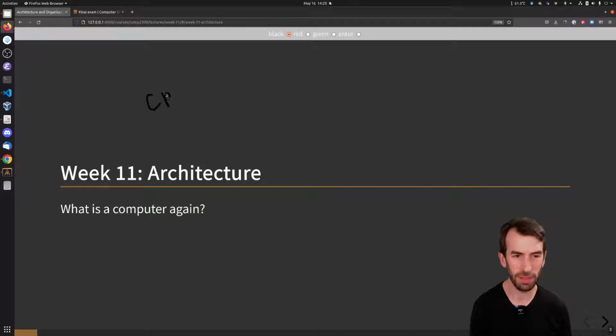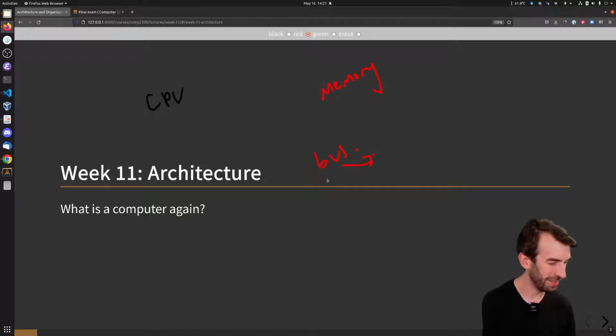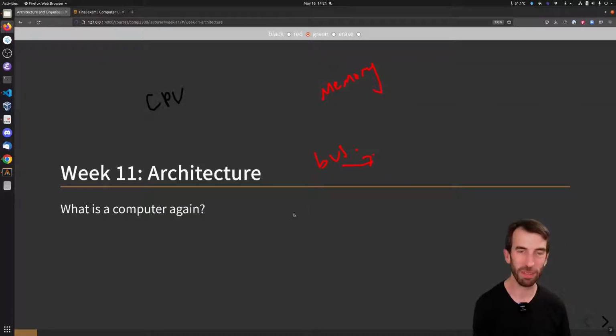So we got CPU, wrong color, make it black to start with. CPU, memory, a bus, a collection of various accelerators like a clock. What? I'm confused. I don't think we need accelerators. What are these, like the pedal on a car? I don't know what you're talking about.